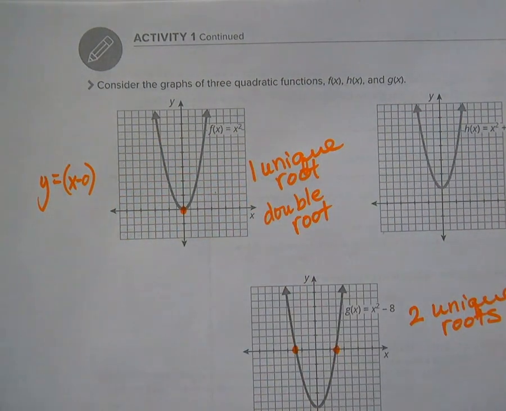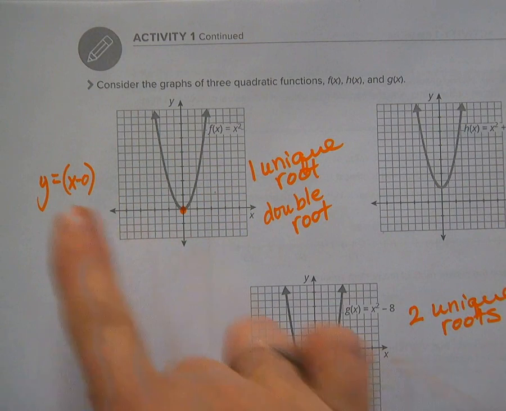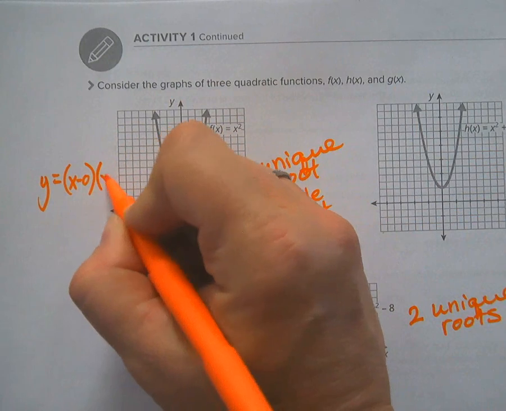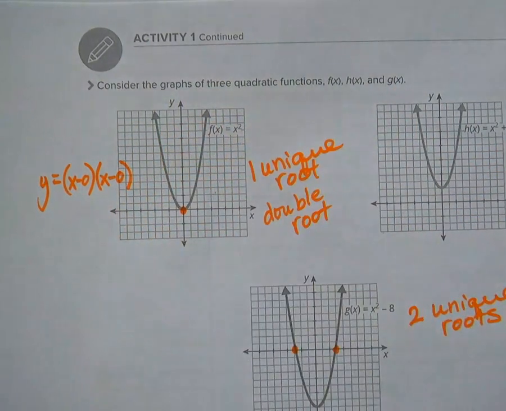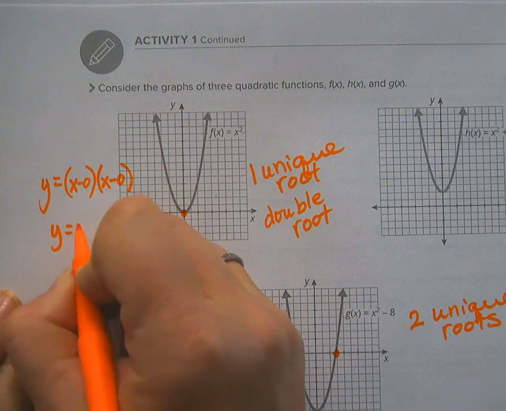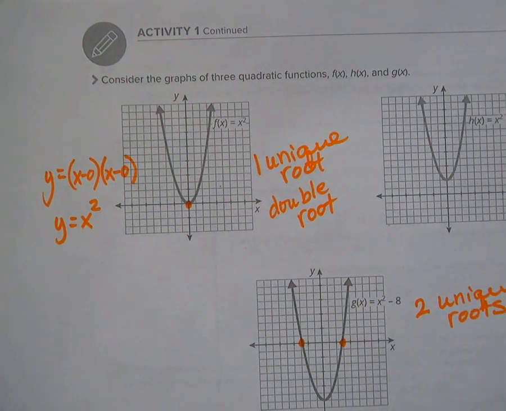Isn't x minus 0 one of the factors? If we stop right there, is this quadratic? No. So in order to make it quadratic, don't we have to have the factor of x minus 0 happening twice? And therefore we get the second degree. That's what a double root looks like. Okay?